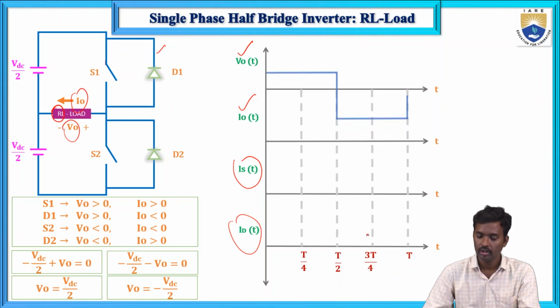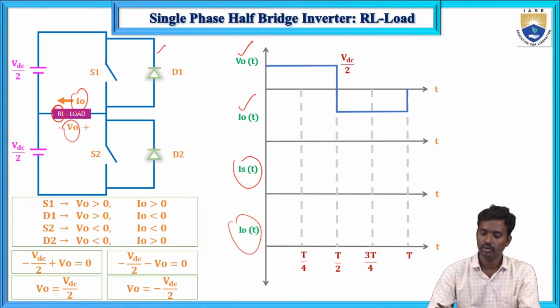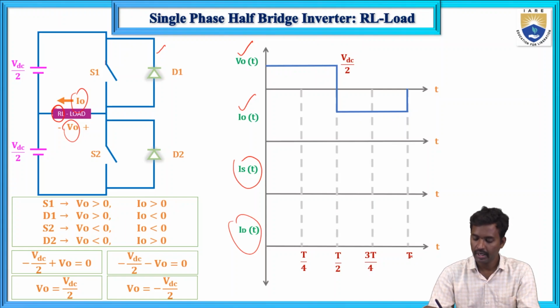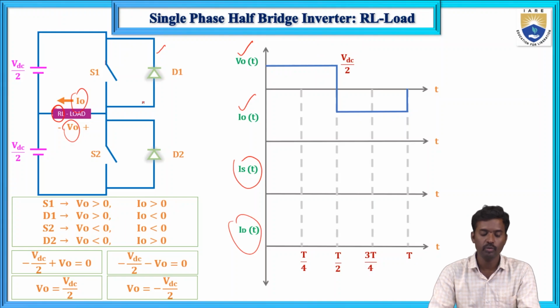Now the output voltage waveform. This is VDC by 2, from 0 to T by 2, and this is the total time period T. Now we are getting the AC waveform, positive and negative. A complete set of positive and negative is known as AC. Here we give the DC input, but we get an AC output voltage, a single phase supply at the output terminal.